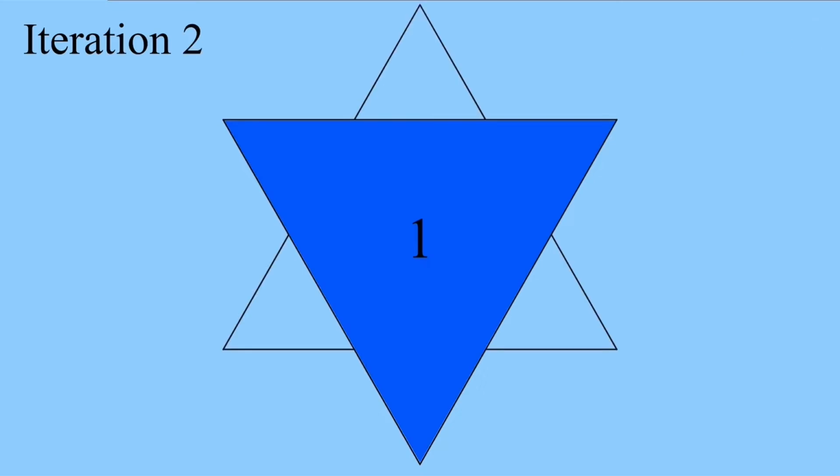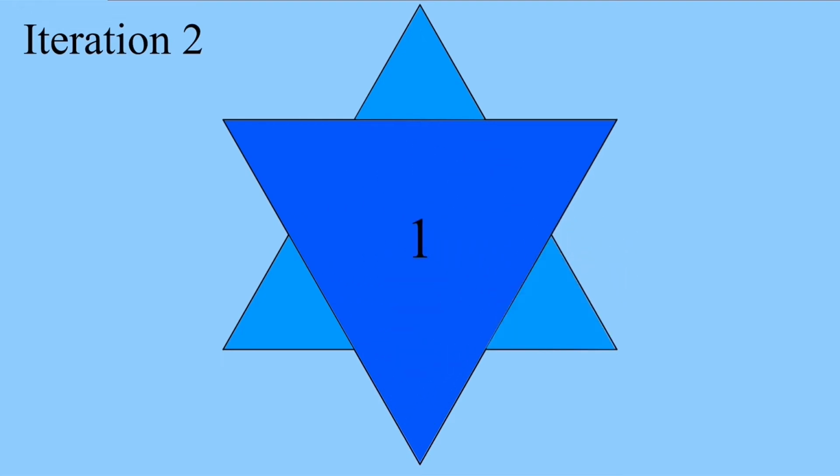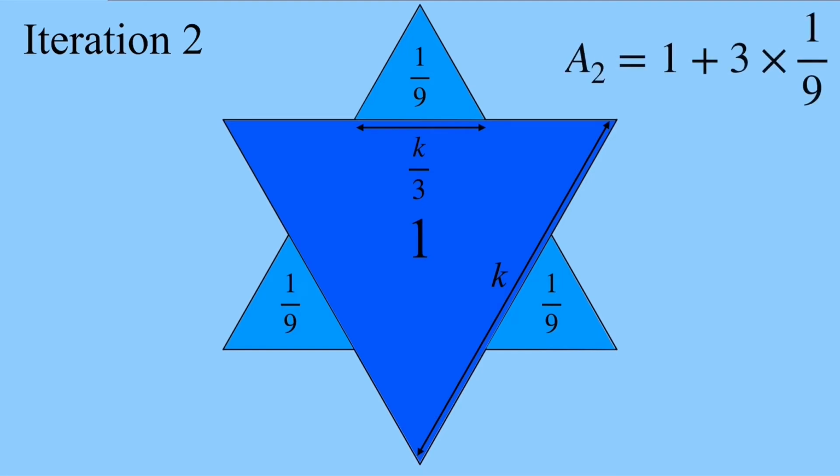Then for iteration 2, we're adding on 3 small equilateral triangles. And they're actually similar, meaning that they're just shrunken down versions of the original triangle, and because of that we can use scale factors. If we say that the length of the larger equilateral triangle is k, then we know that the length of the small equilateral triangle is k over 3, and as such the area will be 1 over 9, because we're squaring the 1 over 3 to get 1 over 9. And so adding up the areas of all these triangles, we get A2 is equal to 1 plus 3 times a ninth. And that simplifies down to 1 and a third, or just 4/3 if you want.